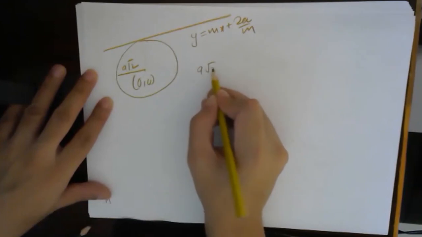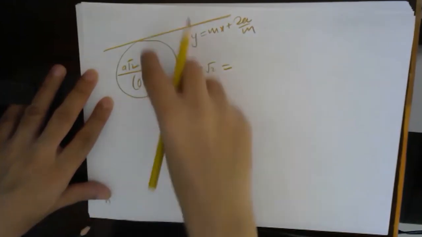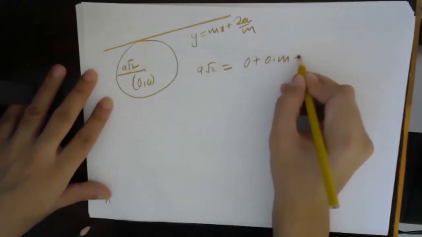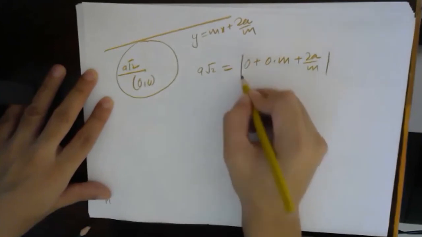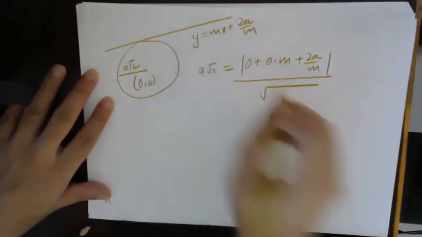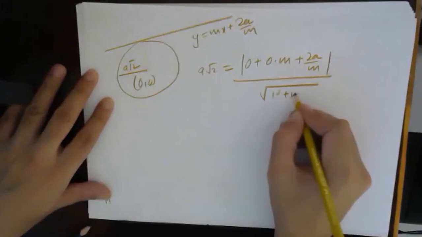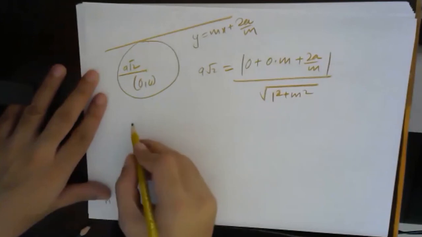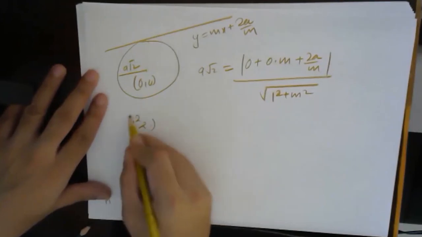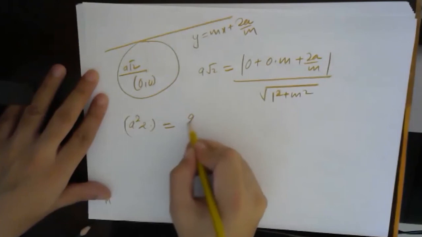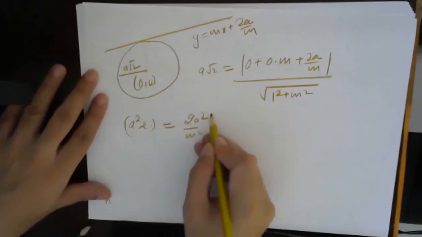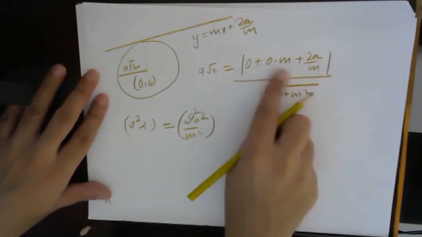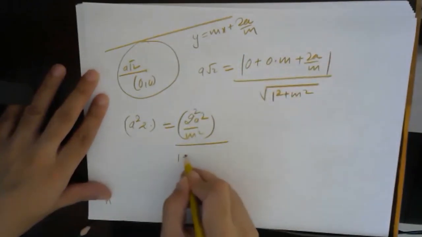So a root 2 is equals to the distance between a point and the line: |0 plus 0 into m plus 2a by m| under root of 1 square plus m square. I will square both sides. So this will become a square into 2 is equals to 2 square a square by m square, divided by 1 plus m square.